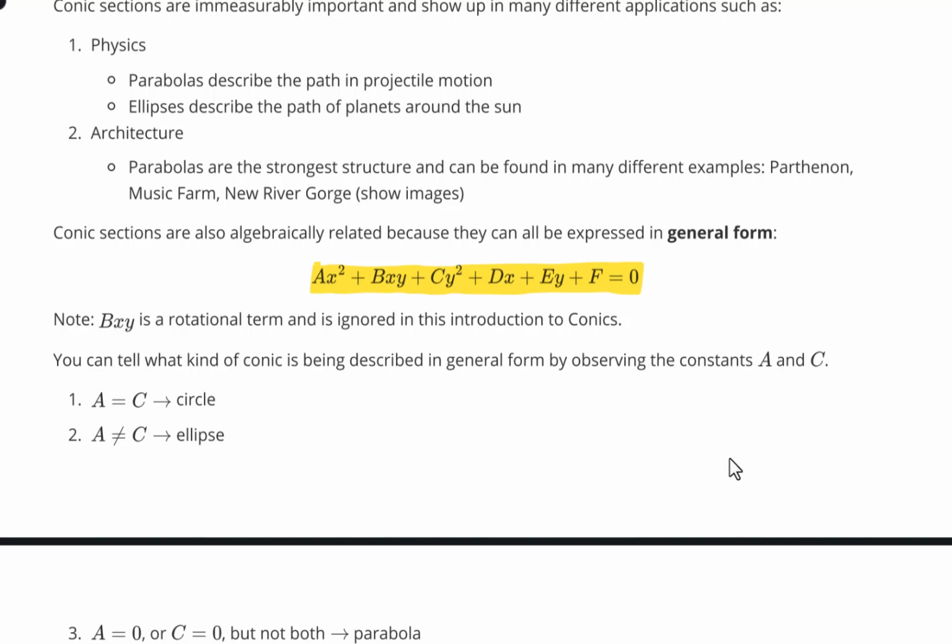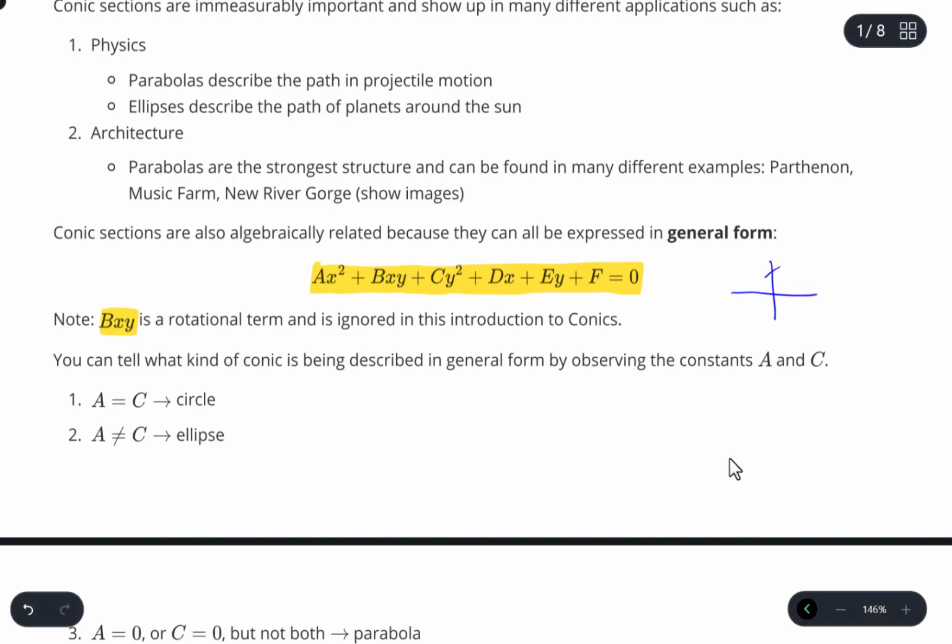The bxy term, you don't often see at this level. It's a rotational term, and we generally disregard it at this level. But if you wanted to create the equation of an ellipse that is angled by 45 degrees, for instance, then you would use that rotational term.